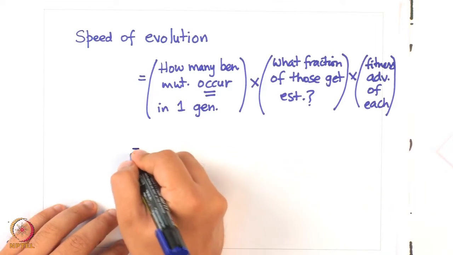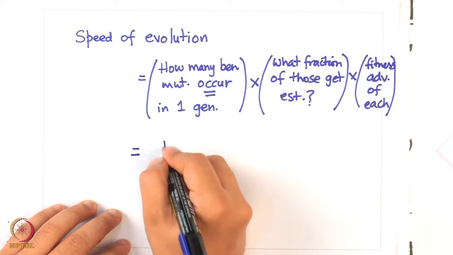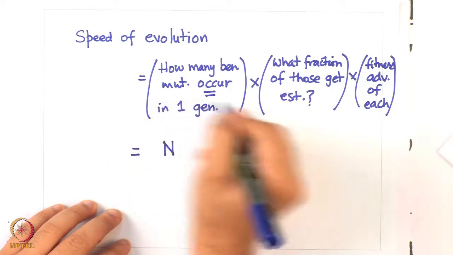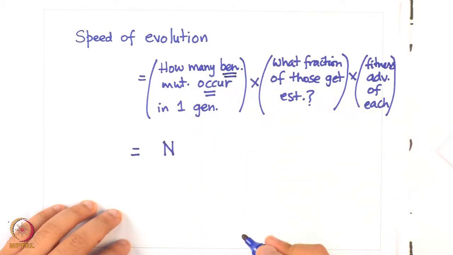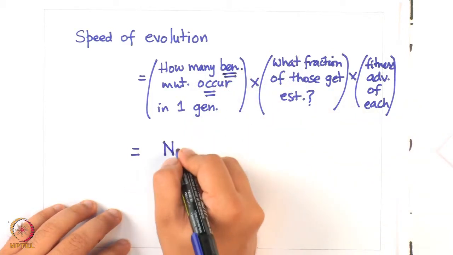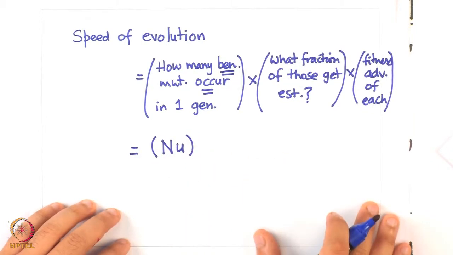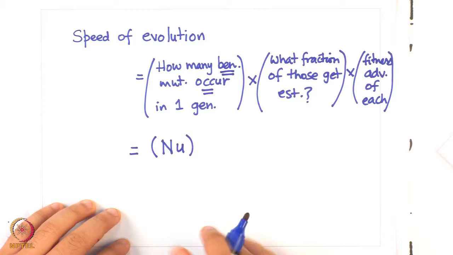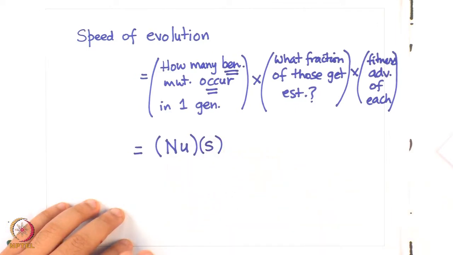So, if we want an expression for each of these quantities, the number of mutations that occur, and again when we say mutations, we are only talking of beneficial mutations here, is equal to NU. The fraction of these that get established is going to be equal to S, because we already know that a beneficial mutation gets established with a probability equal to its selection coefficient.